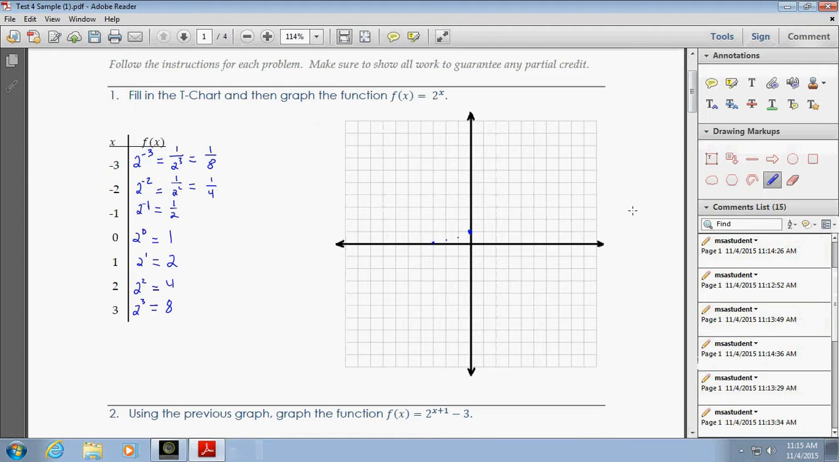All right, and then 2, 4, and then 3, 8. So those are all of my points. So I need to connect them. Get my graph.